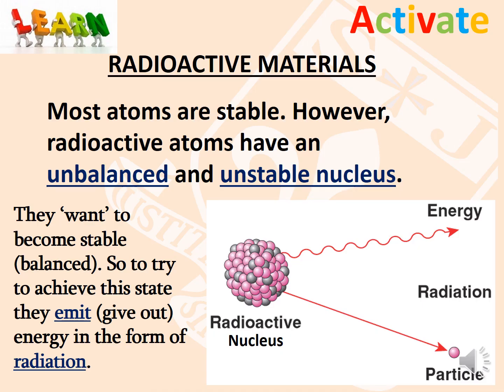So what makes a radioactive material? As we've learnt before, all materials are made of atoms, and most atoms are stable. However, to get a radioactive material, we have atoms that have an unbalanced and unstable nucleus. They want to become more balanced or more stable, so to do this they give away their excess energy in the form of this radiation. This radiation can be emitted in one of 3 ways.